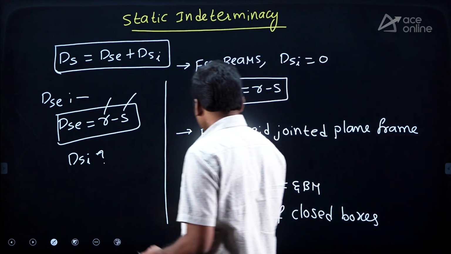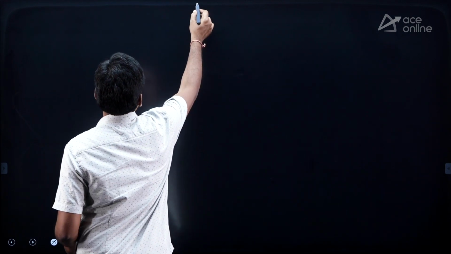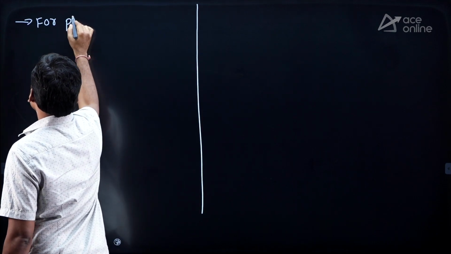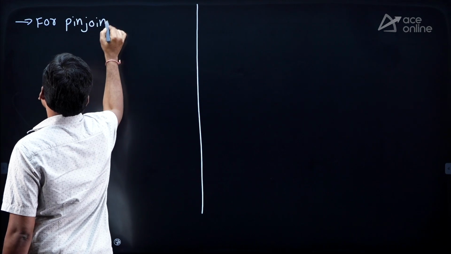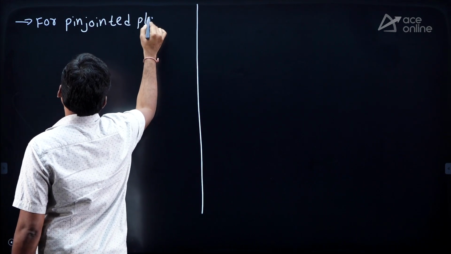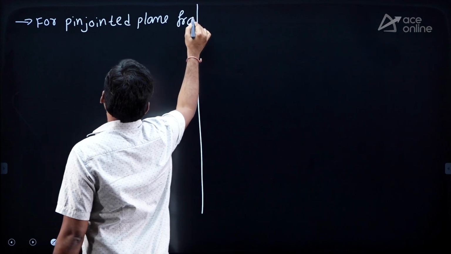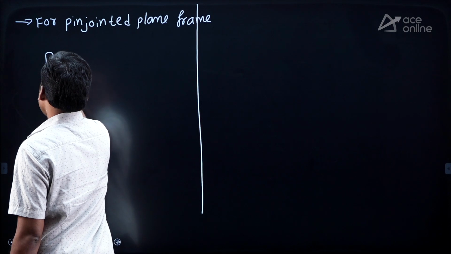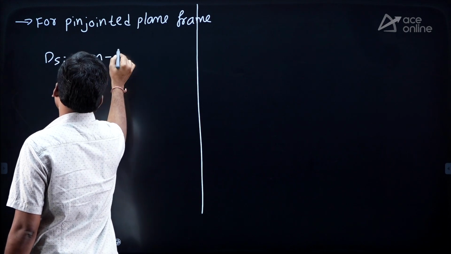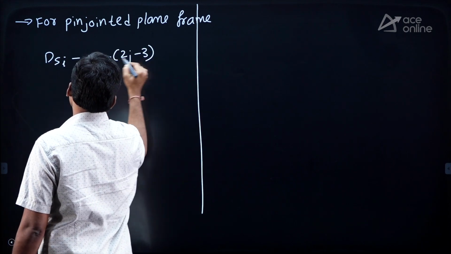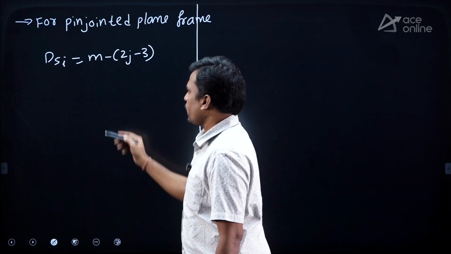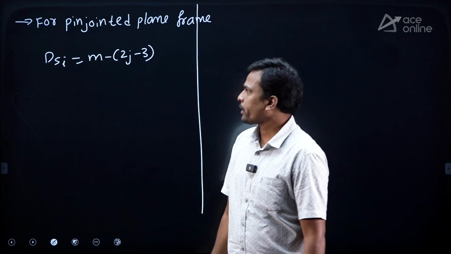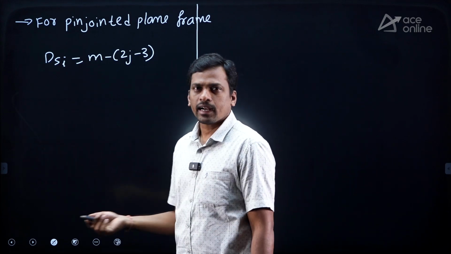Okay, then for pin jointed plane frame, what is the Dsi formula? The Dsi formula equals m minus 2j minus 3, right? Where m is number of members and j is number of joints. Right, now we can find the static indeterminacy.